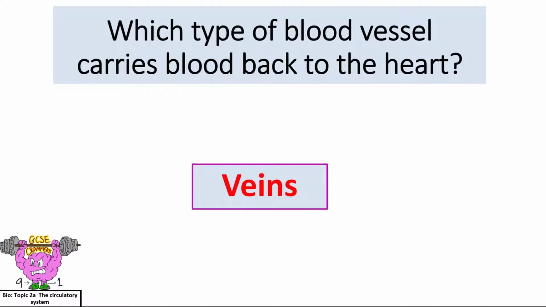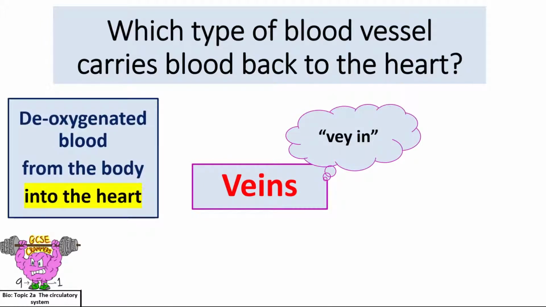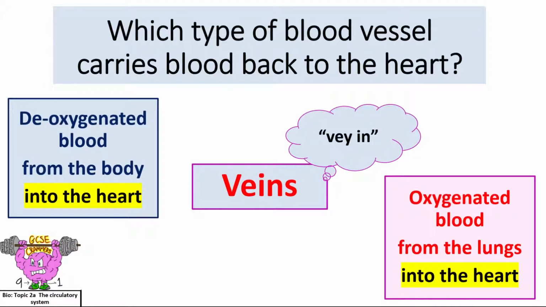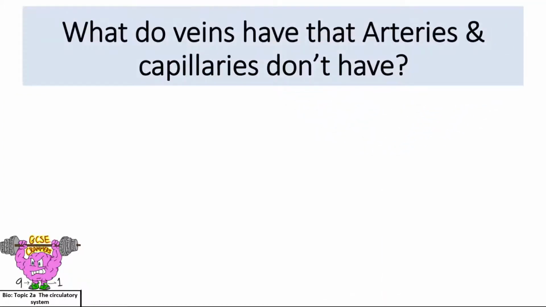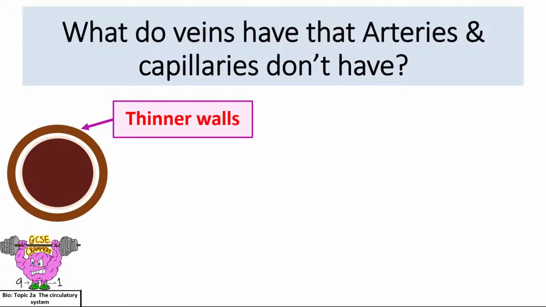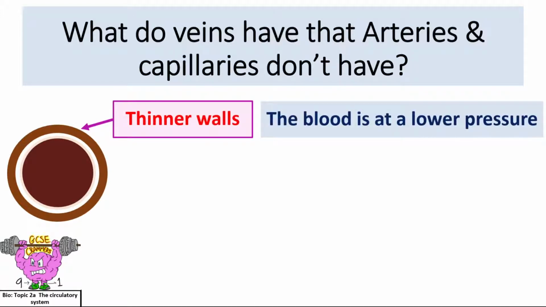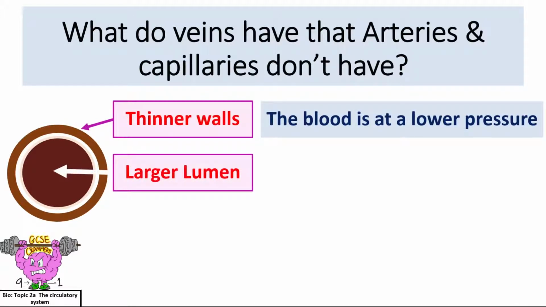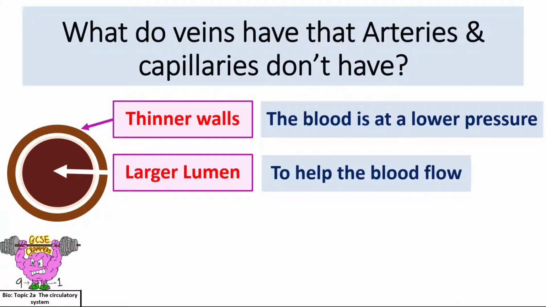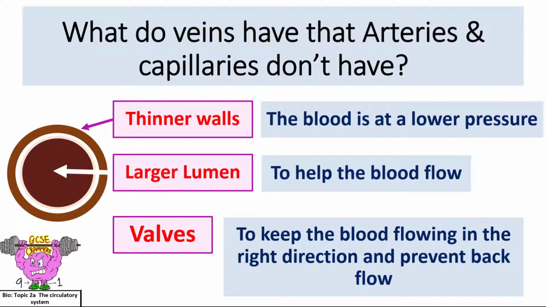Which type of blood vessel carries blood back to the heart? Veins. Remember, veins are the way in. Veins take deoxygenated blood from the body into the heart, and oxygenated blood from the lungs into the heart. What do veins have that arteries and capillaries don't have? Veins have thinner walls than arteries because the blood is at a lower pressure, a larger lumen to help the blood flow, and valves to keep the blood flowing in the right direction and prevent backflow.